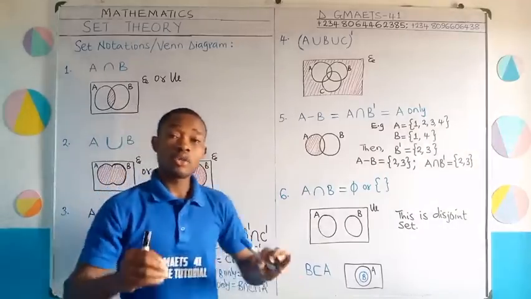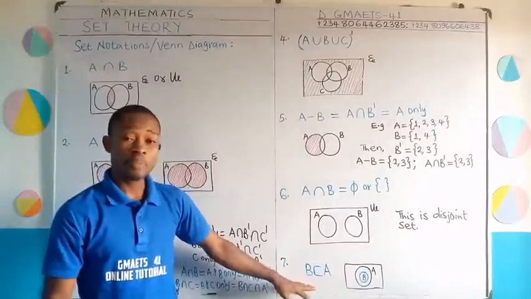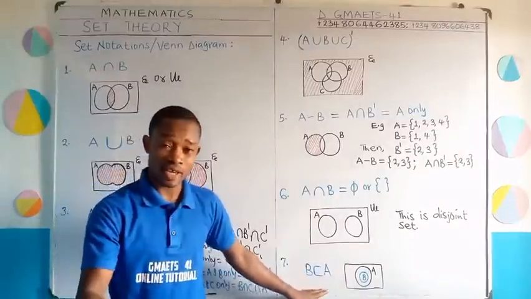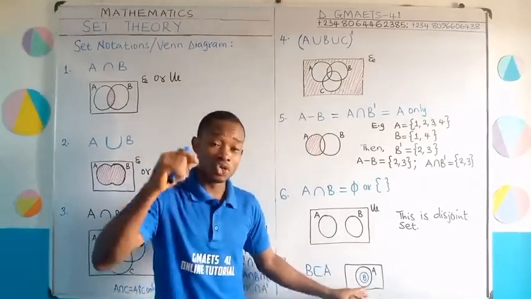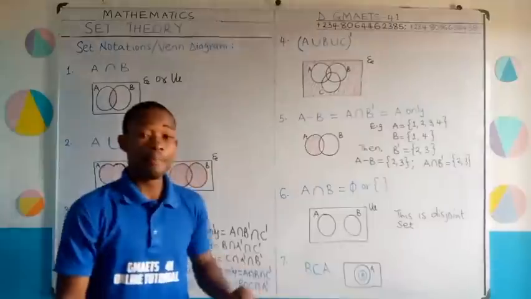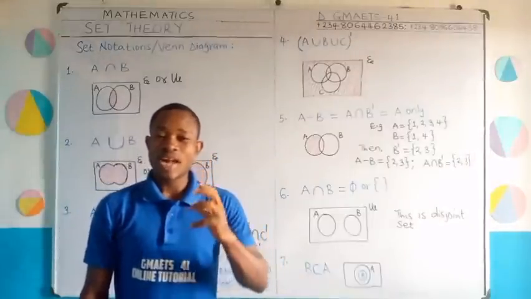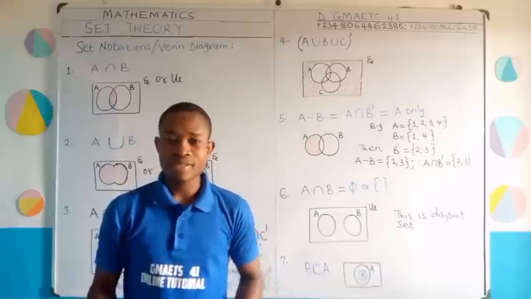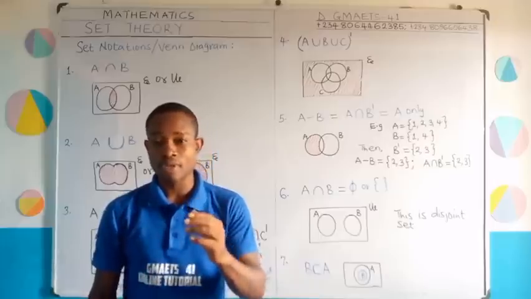That takes us to the next one, the Venn diagram here. We have B as a subset of A. How do we show that on a Venn diagram? You can say that B is drawn inside set A. That simply tells us that B is a subset of A. We're going to pick questions now from different exam bodies and then see how we can apply this knowledge of Venn diagram to solve problems on sets.